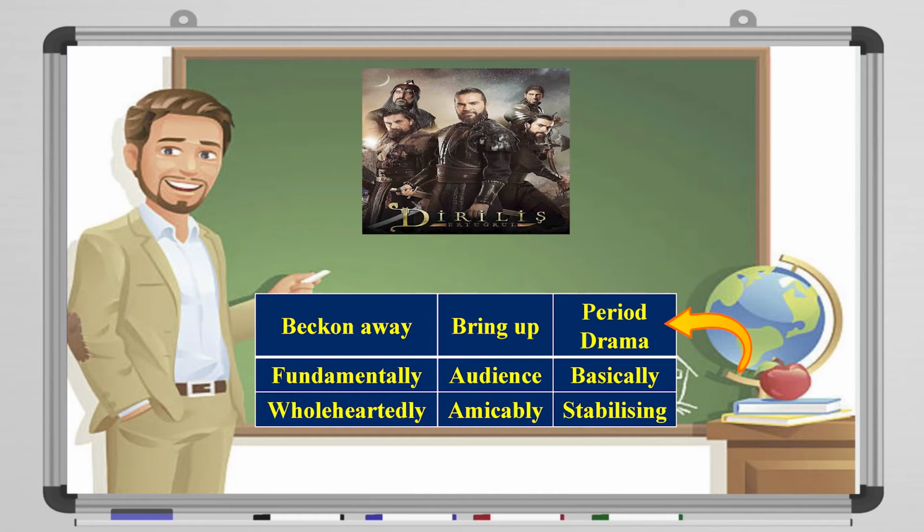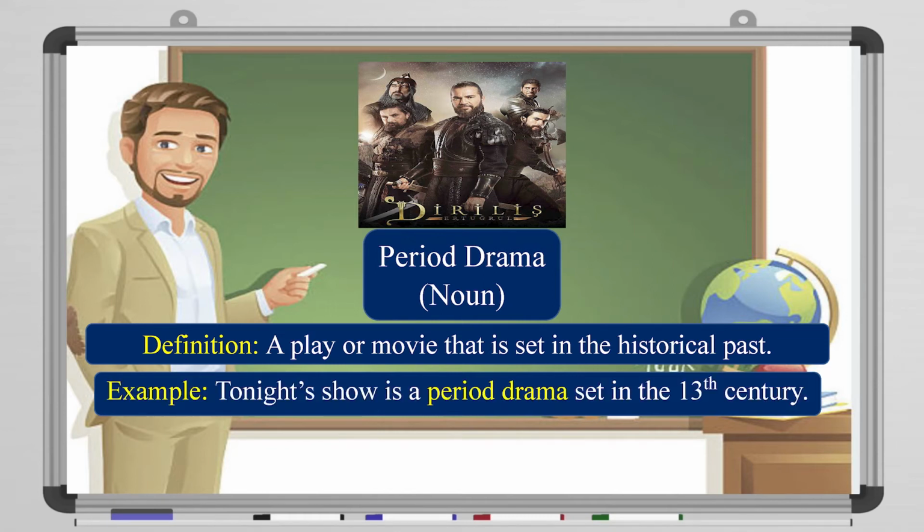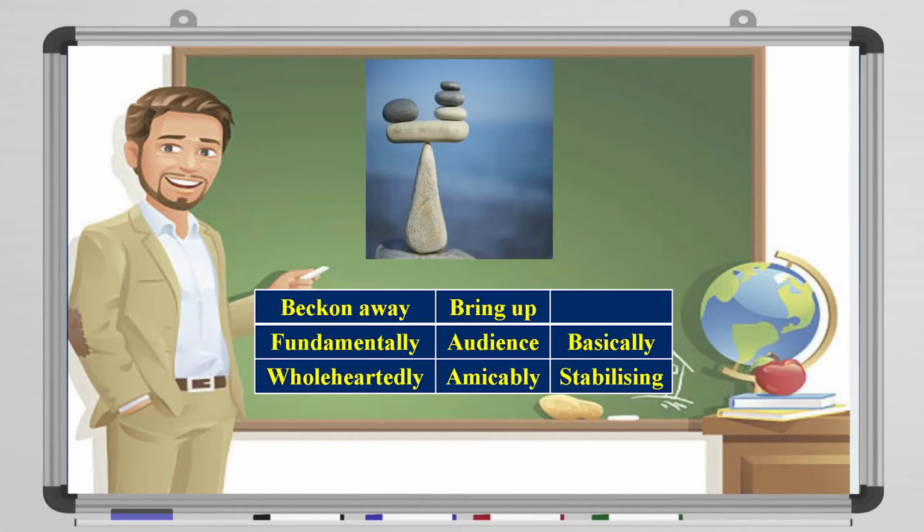A period drama is a noun. It is a play or a movie that is set in the past. It is not made in the past, it is only set in the past. So the characters all wear very old clothes. There are no cars, there are horses, for example. Okay? So, for example, tonight's show is a period drama set in the 13th century. Easy. I like this show, do you? Okay. Let's look at the next picture.